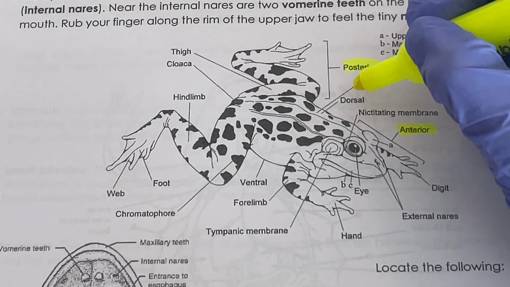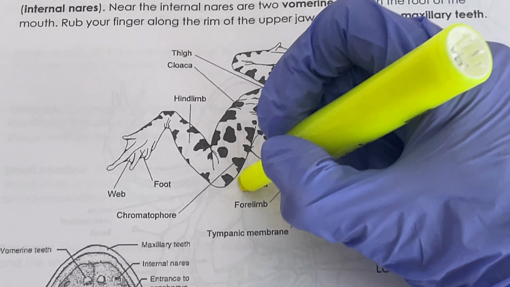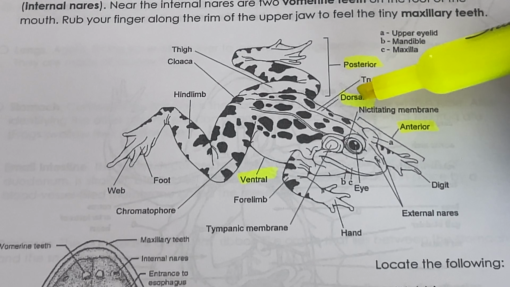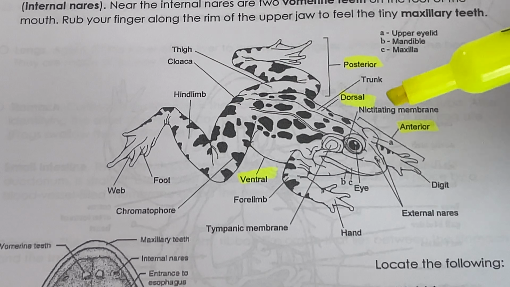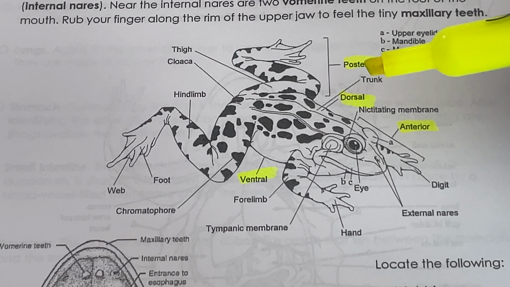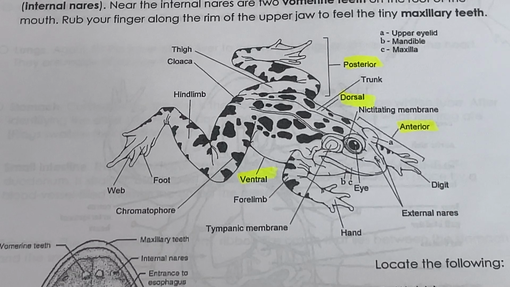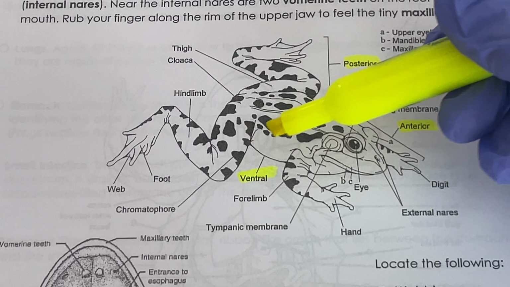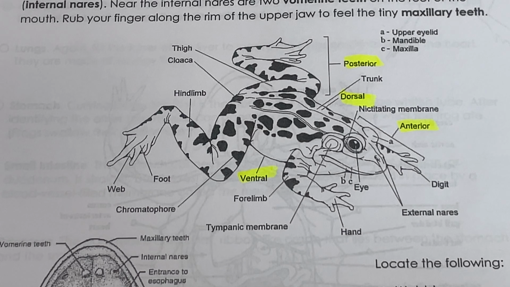I'd also like for you to identify dorsal and ventral, and we learned these terms when we were looking at the earthworm. You'll notice that the dorsal or back of your frog is going to be darker in color and have these chromatophores located that help it camouflage and blend in. And then the ventral surface or the belly side is going to be much lighter in color.